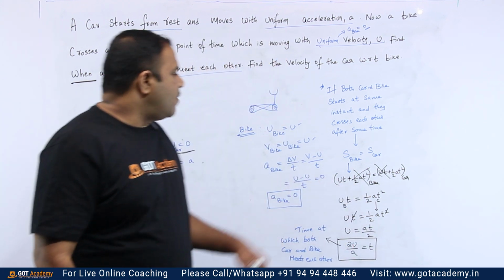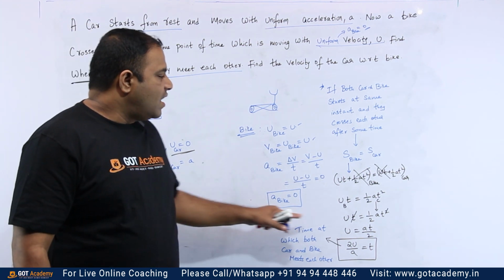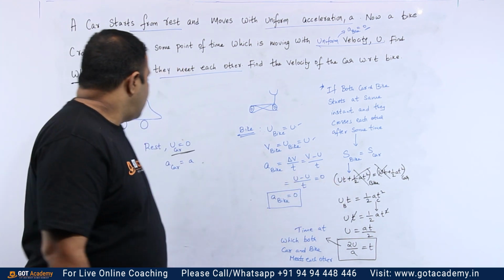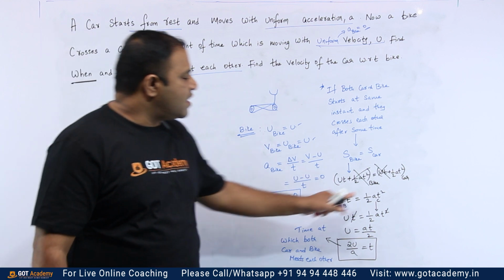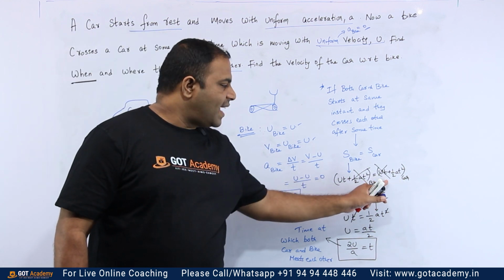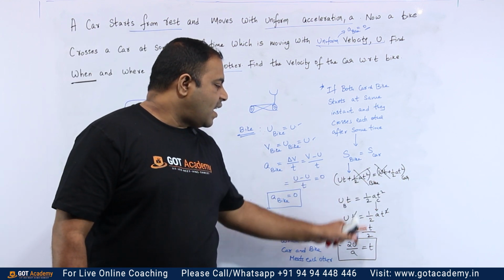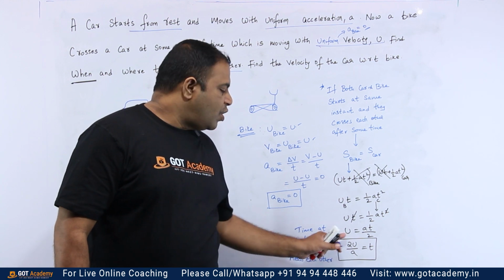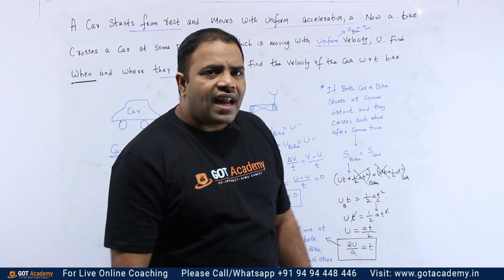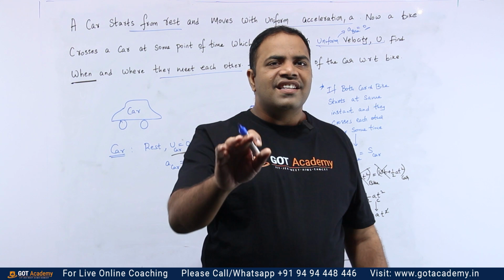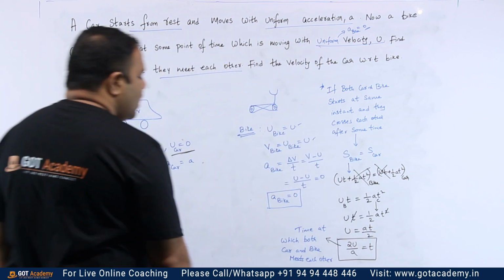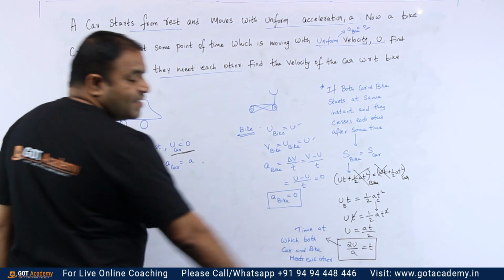As for the given data, the acceleration of the bike is 0, so this term has been cancelled, and the initial velocity of the car is 0, so this u value of the car has been cancelled. From the remaining data I found that the time t is equal to 2u by a. This is the time at which both car and bike meet each other.